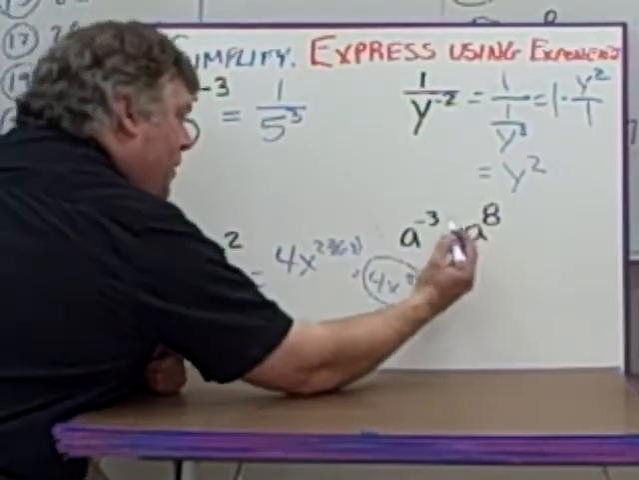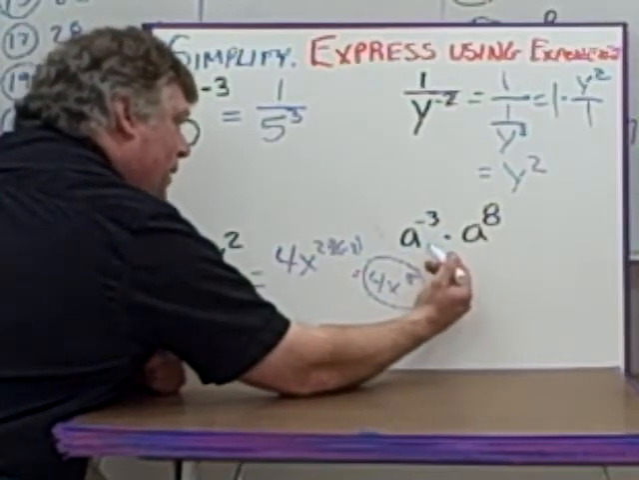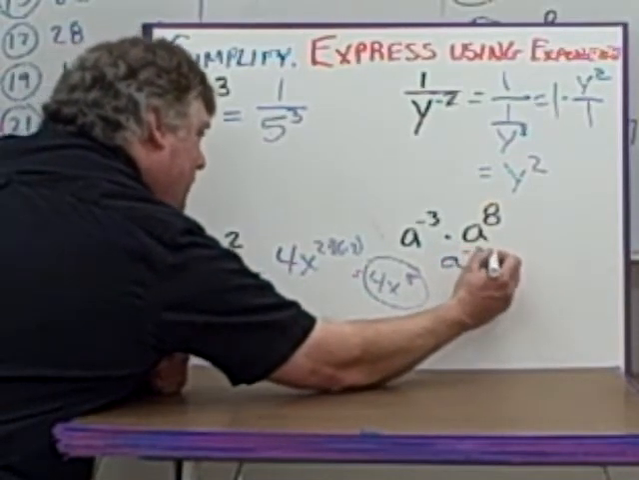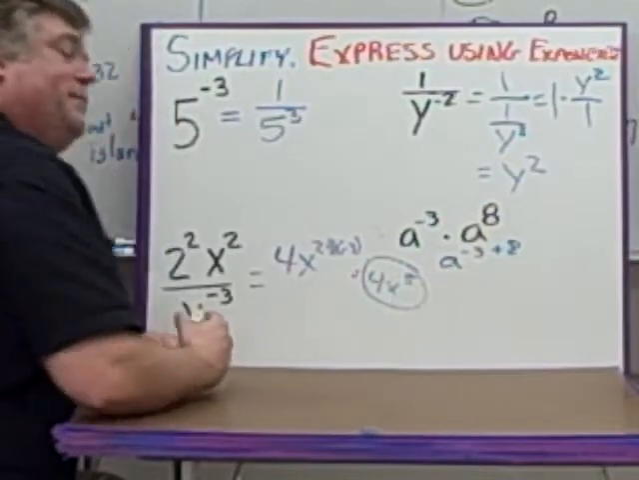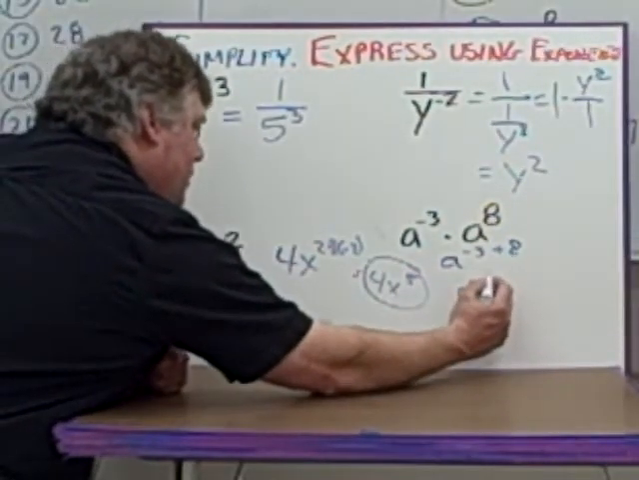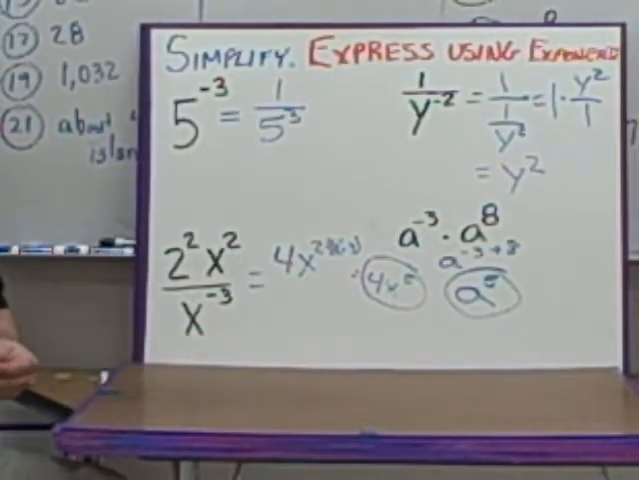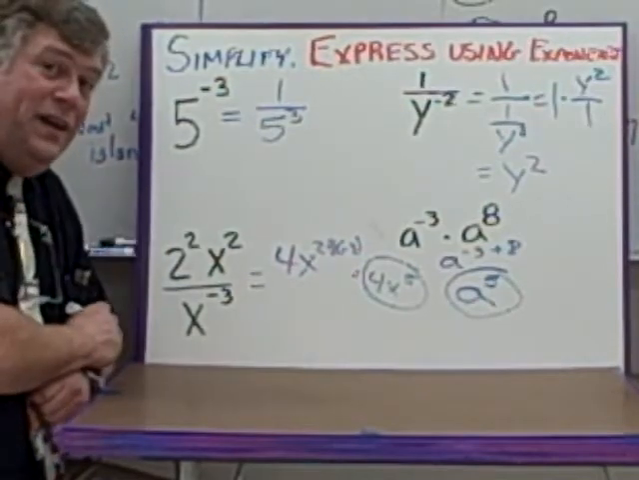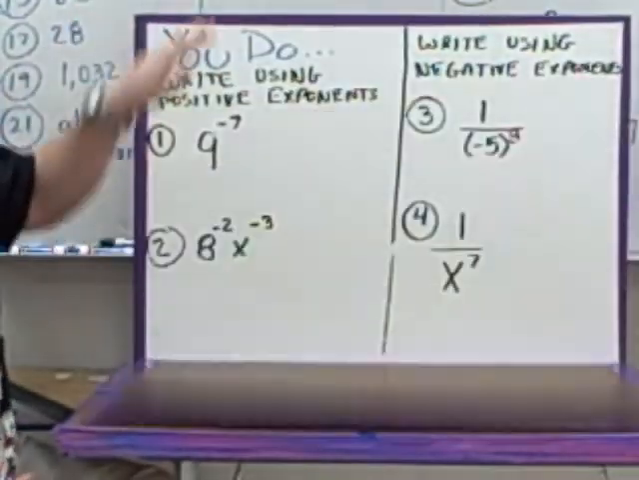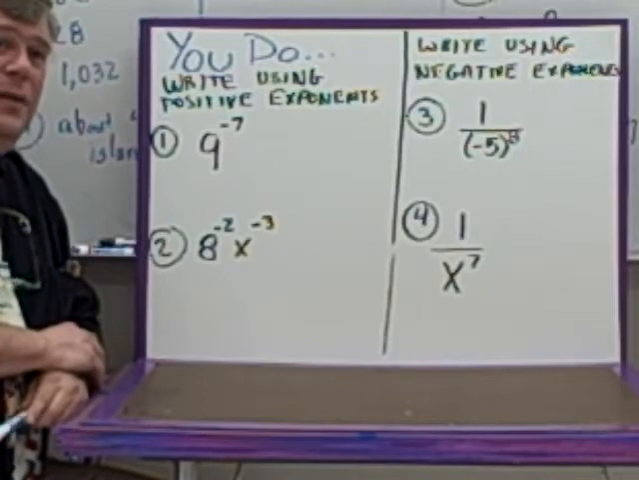Now over here, we have times. When you have times of the bases, you are going to add the exponents. So this becomes a to the negative 3 plus 8. Negative 3 plus 8 gives you a to the 5th power. And yes, you are going to have to work with negative exponents and the multiplying and dividing rules there. All right, I want you to pause the video, try these 4 problems, and start up again.